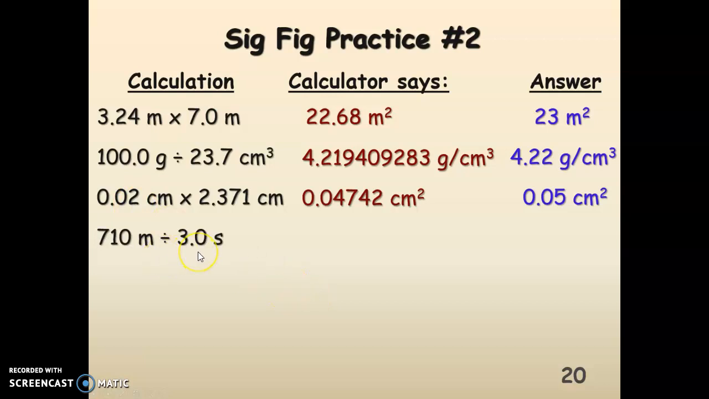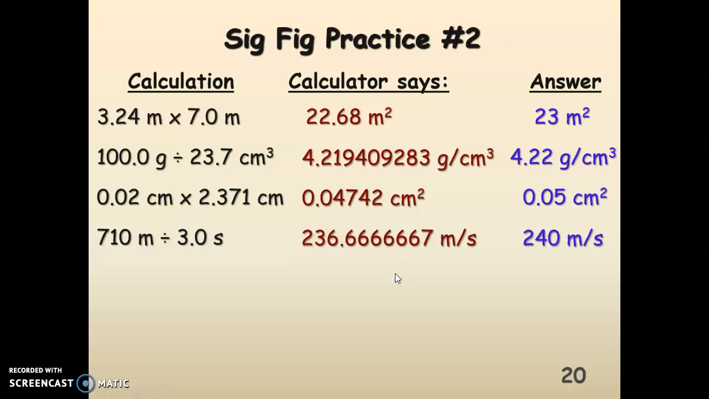All right, 710 divided by 3.0. Calculator says this. Certainly too many digits there. So, two significant figures here. That trailing zero is not significant because there is not a decimal point expressed. And there are two significant figures here because there is a trailing zero and there's a decimal point expressed. So our answer will be limited to two significant figures. So 2 and the 3, look to the next digit, it tells me to round the 3 up to a 4.